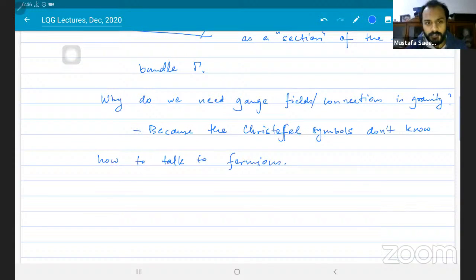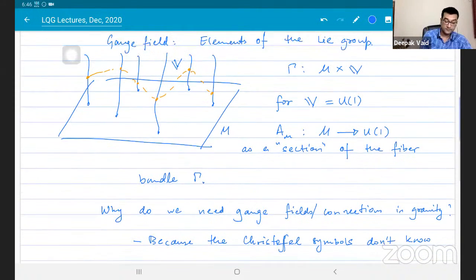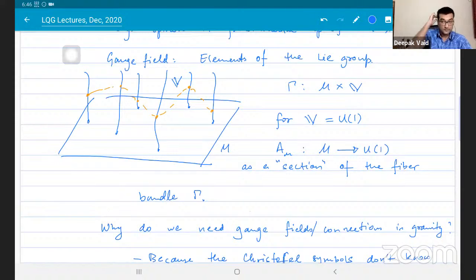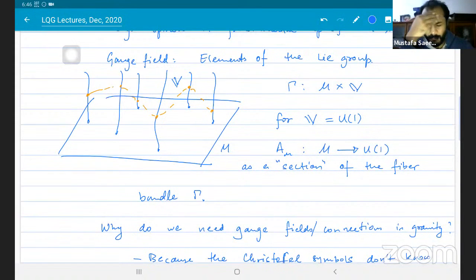Yep, I understand you saying that for the scalar field, the gauge field will be some element of U1. I don't understand what you mean by this section of a fiber. I don't understand it in that terminology.